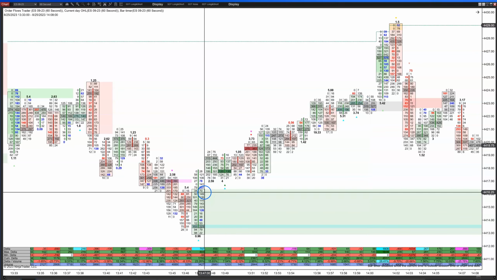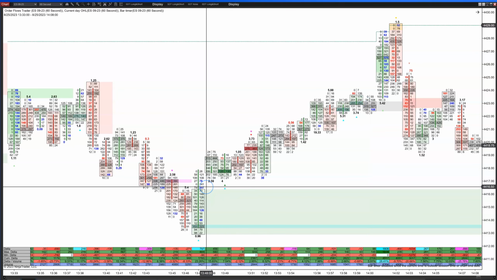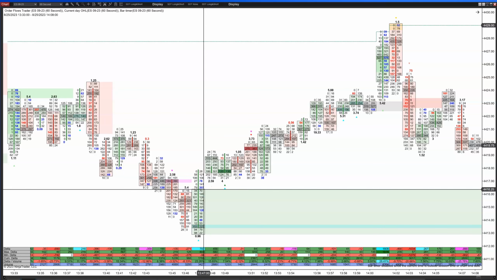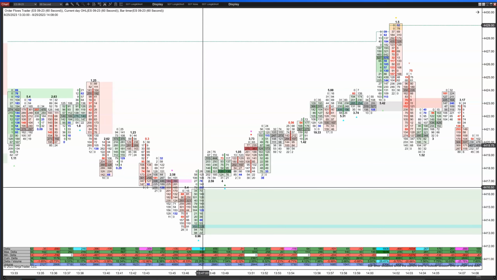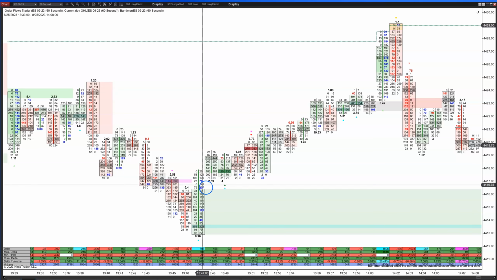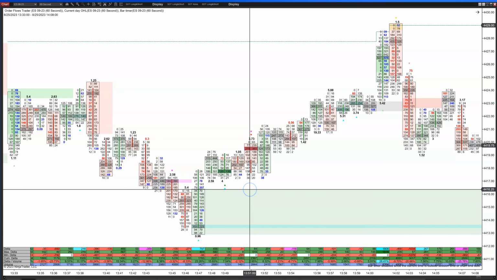And to be honest, most of the time, even if I was using 68%, it's going to be a difference of, like I said, 1 tick or maybe 2 ticks. I'm still looking at the exact same things, right?